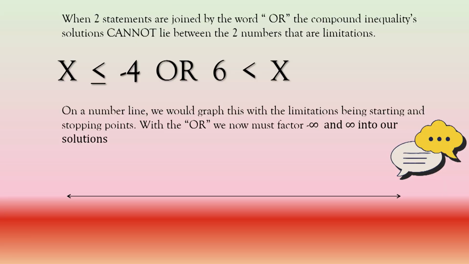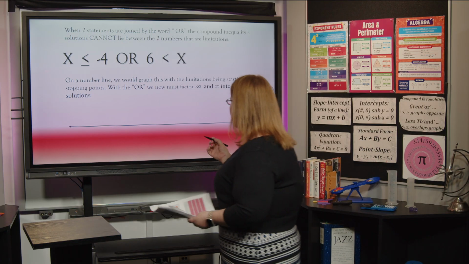All right, when two statements are joined by the word or, the compound inequality solutions cannot lie between the two numbers that are the limitations. x is less than or equal to -4 or 6 is less than x. On a number line, we would graph this with the limitations being starting and stopping points. With the or, we now must factor in our negative and positive infinity. So let's go ahead and put this.